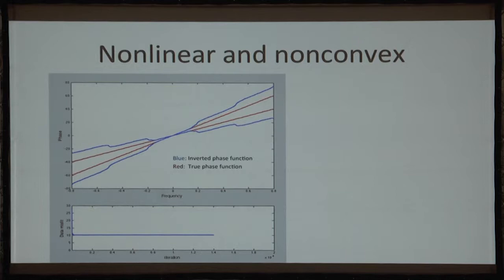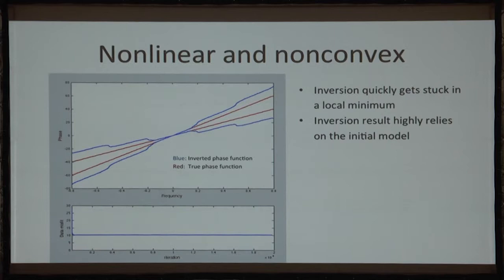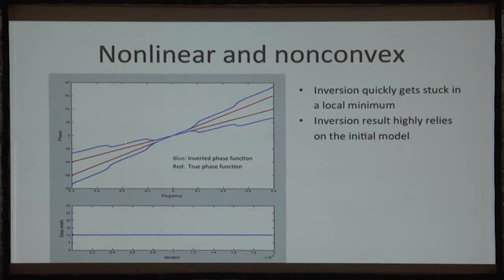So what you observe here is that inversion quickly gets stuck in a local minimum, and the inversion result is highly reliant on the initial model. For example, here, where the initial model is close to the true model, the inversion result is sitting right on top of the true phase function. But as you go far away along this axis, the initial is further from the true, and in fact, the difference between the inverted and the red here is 2 pi, and here is 4 pi. And what we observe here is a typical cycle skipping problem that full waveform inversion encounters in practice.